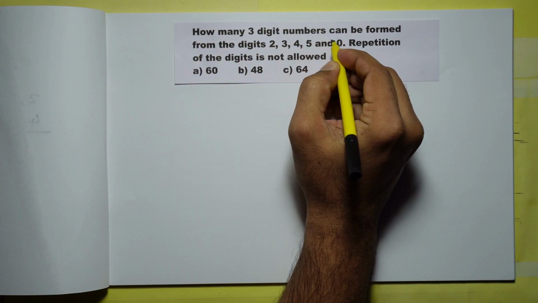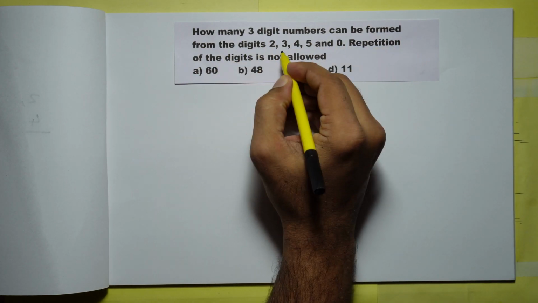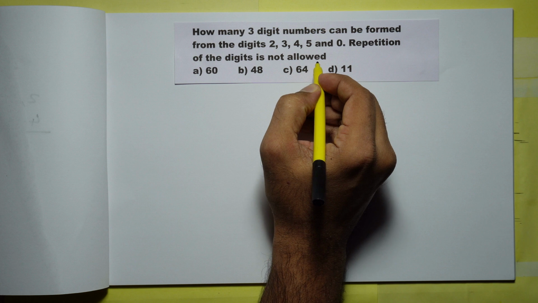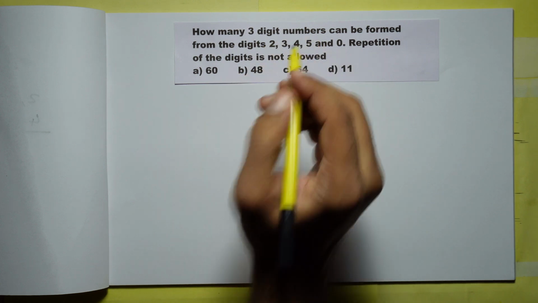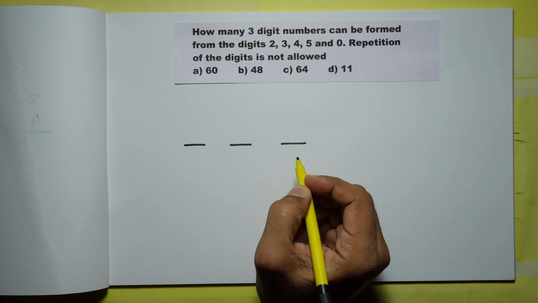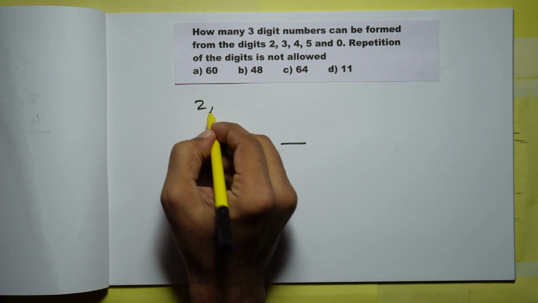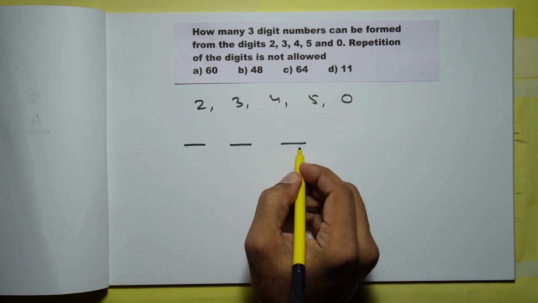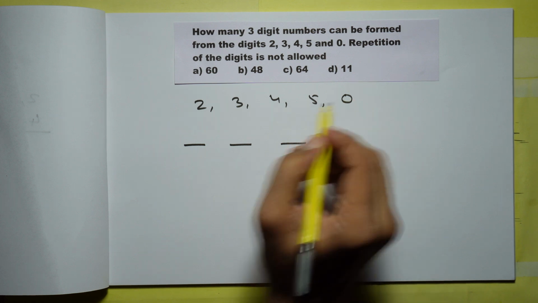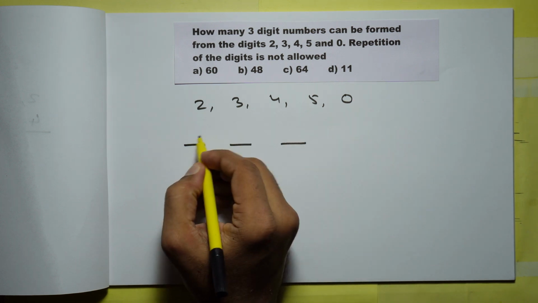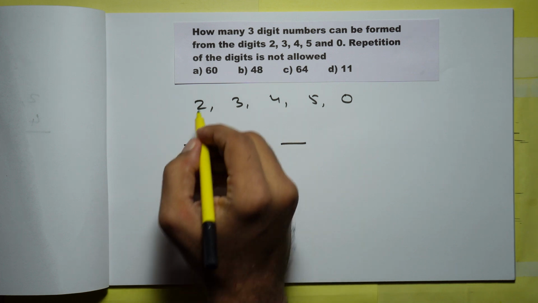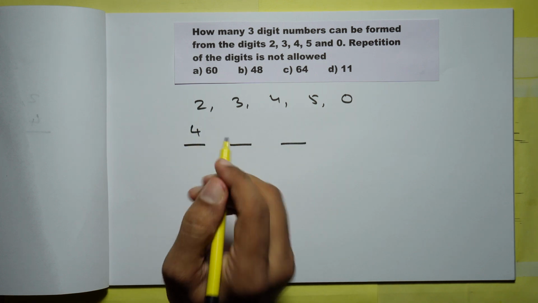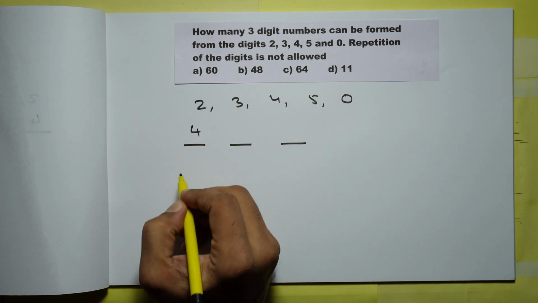How many 3-digit numbers can be formed from the digits 2, 3, 4, 5 and 0? Repetition of the digits is not allowed. So you need to form 3-digit numbers. So these 3 blanks are to be filled. And the numbers that are available are 2, 3, 4, 5 and 0. Now all the 3 blanks are to be filled. However, 0 cannot be used here. If you use 0 here, it will become a 2-digit number. So after the 5 numbers, this 0 cannot be used here. So this can be any of the remaining 4. So 4 possible outcomes for this blank.